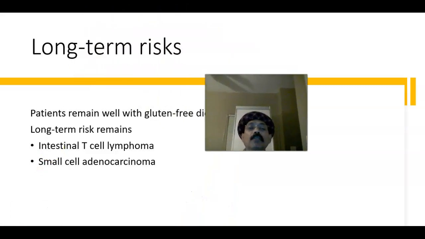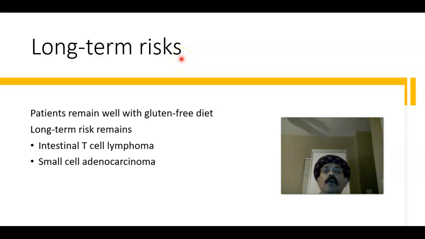Okay, so what are the long-term risks of celiac disease, or gluten enteropathy, or celiac sprue, or non-tropical sprue? Same, multiple names. Long-term risk: patients remain well with a gluten-free diet, and they may die from other reasons. So without gluten, a person can survive almost normally. Long-term risks still remain, although a gluten-free diet may decrease them, and there is more chance of getting intestinal T cell lymphoma and adenocarcinoma of the small intestine that may happen due to celiac sprue or gluten enteropathy or non-tropical sprue.